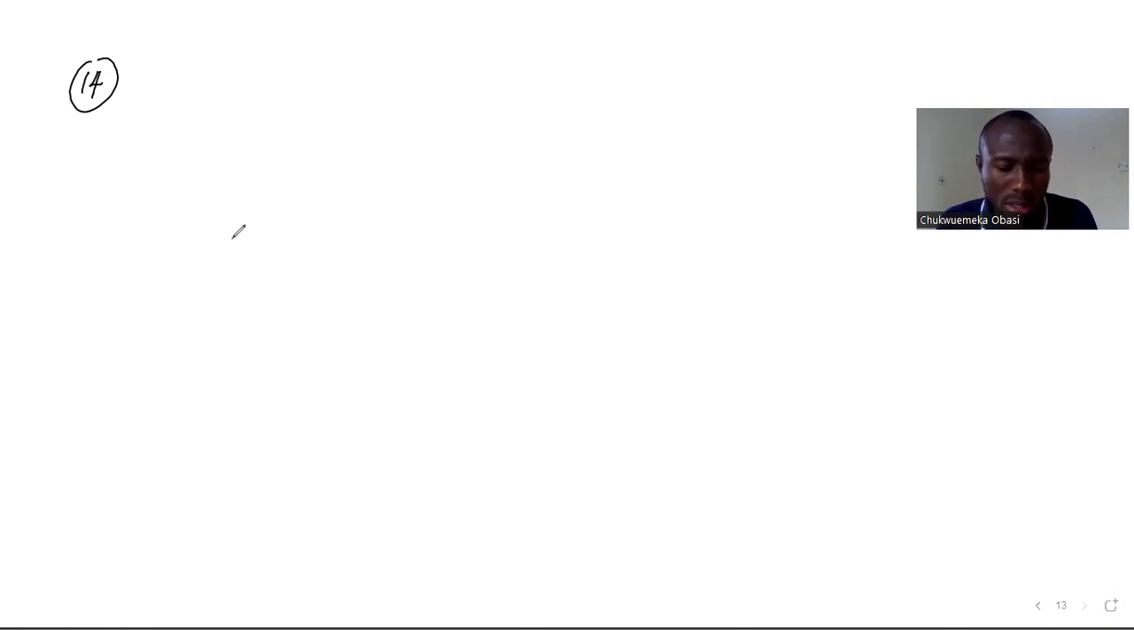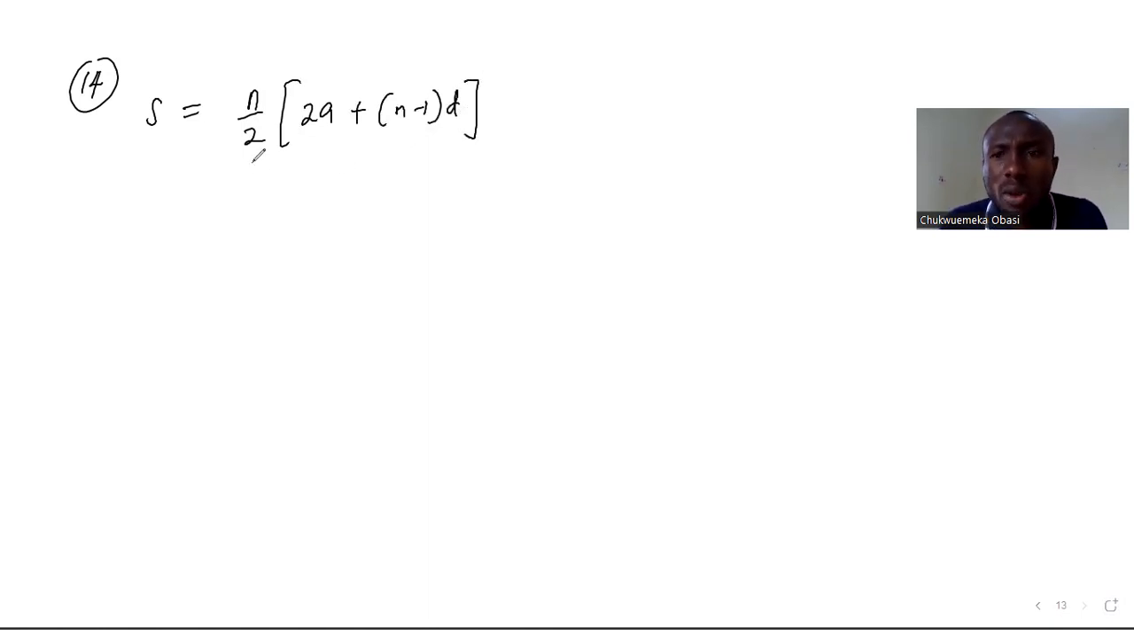So let's do something now. Question 14 is this. It says x is equal to n over 2 into 2a plus n minus 1 d. This formula is a very popular formula. You see it in sequences and series. This is the sum of an arithmetic sequence, right? So it's a very popular formula, the sum of an arithmetic sequence. And here we want to make a the subject of the formula in this question.